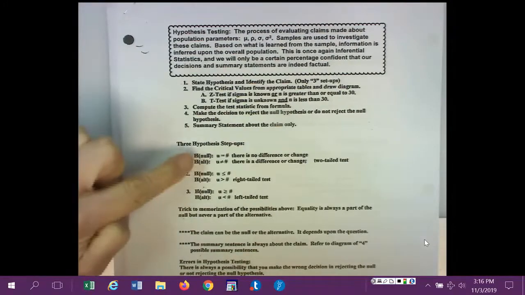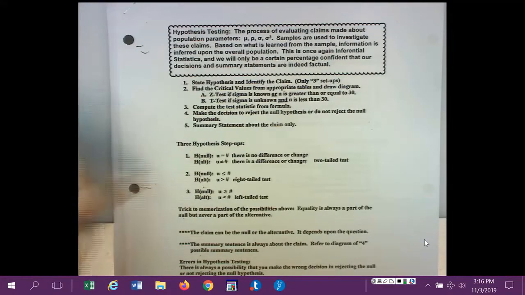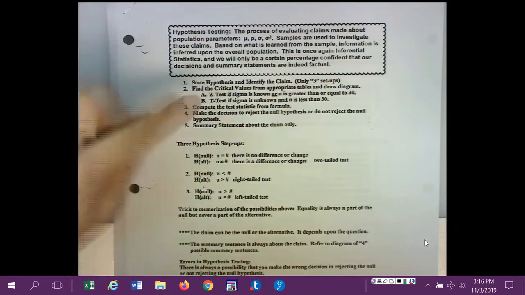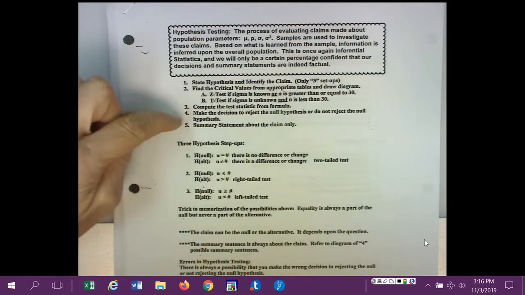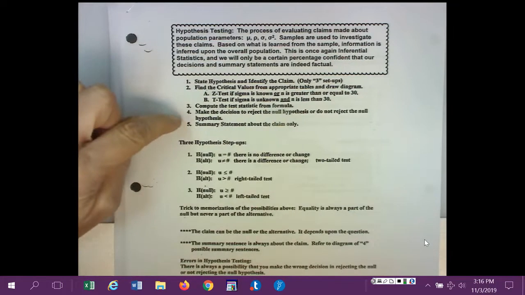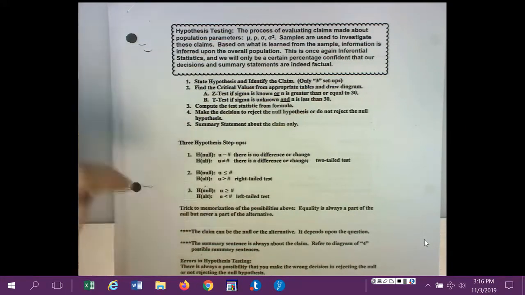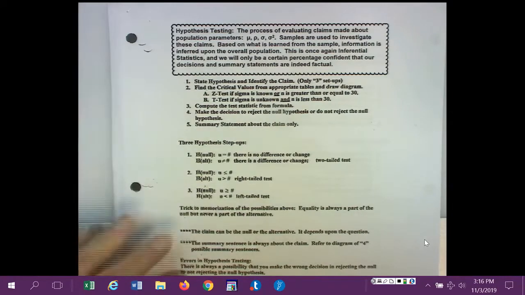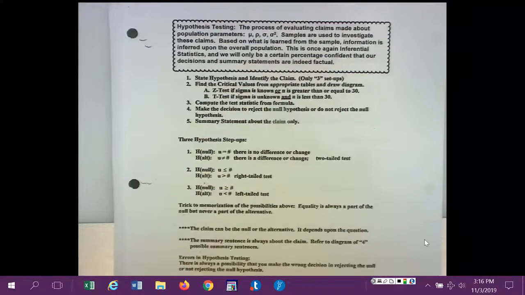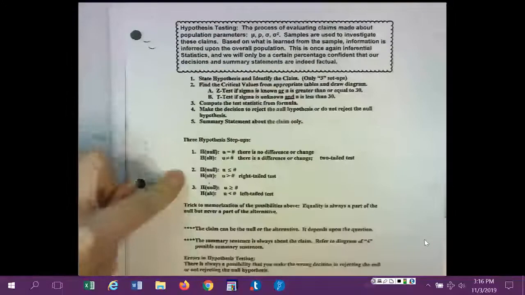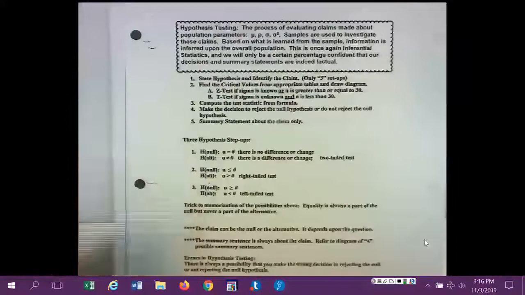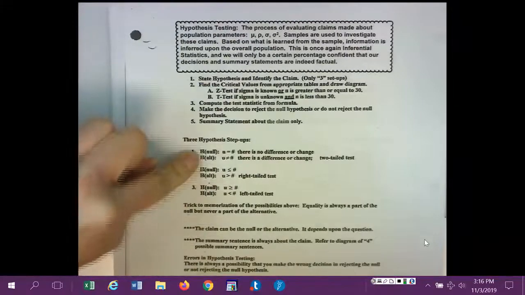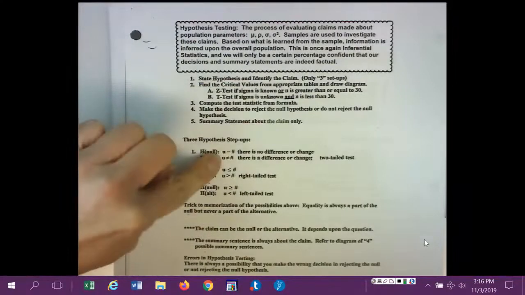The claim can be the null or the alternative, but not both at the very same time. When you make your decision in step 4, you either reject the null or do not reject the null hypothesis, so the decision is always about the null hypothesis. And the summary statements are always about the claim. Remember, the claim can be the null or the alternative, but not both at the same time. It's one or the other, because these statements do not overlap. They are opposites of each other.